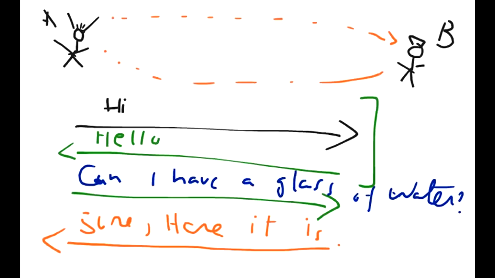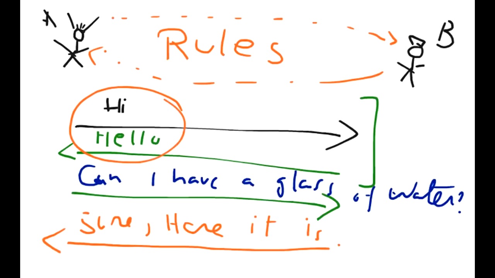Here we have seen that person A and person B have followed some types of rules to communicate with each other. First they shake hands, or they say hi, do you understand me? And person B says hello, yeah, I understand you, because they speak the same language. And then person A asks, can I have this thing? And if person B is able to provide that thing, then he gives it to person A.